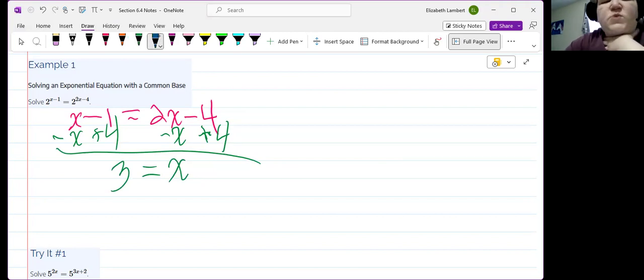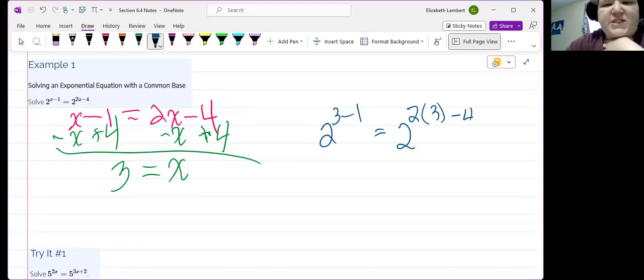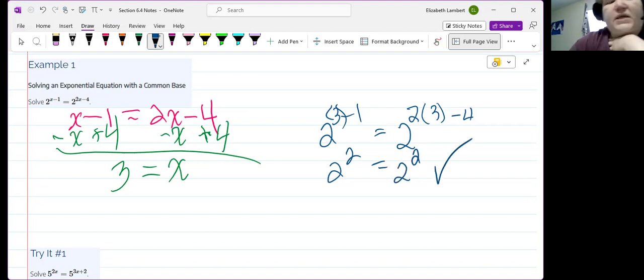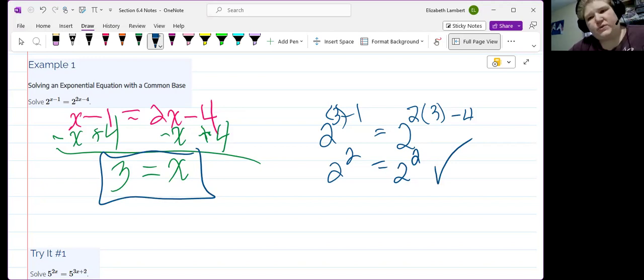And then on most of these, we do need to check. Now, exponentials can have anything as their input, so the exponentials generally work fine, but it doesn't hurt to check just in case. So 2 to the 3 minus 1 is 2 squared. 2 to the 2 times 3 is 6, minus 4 is 2. Yes, solution.